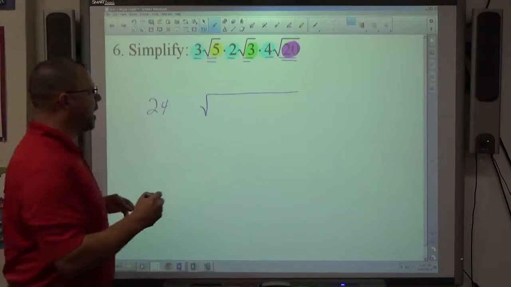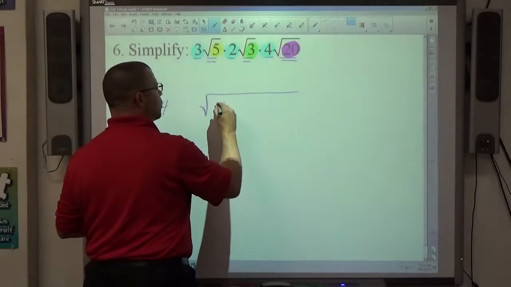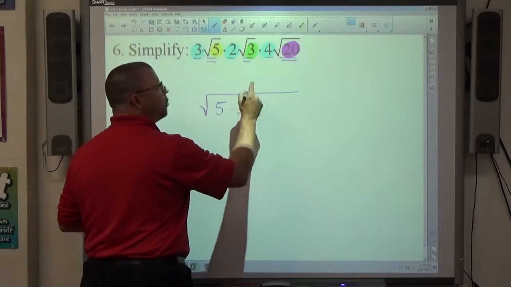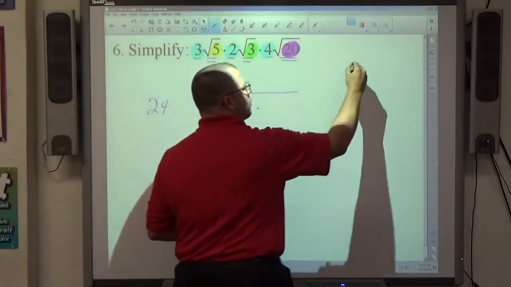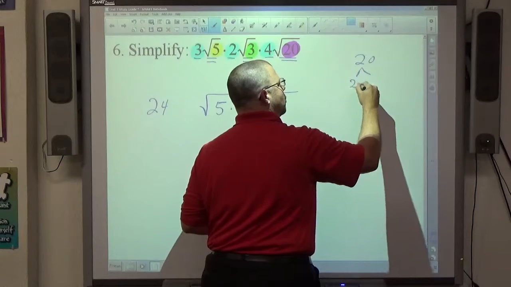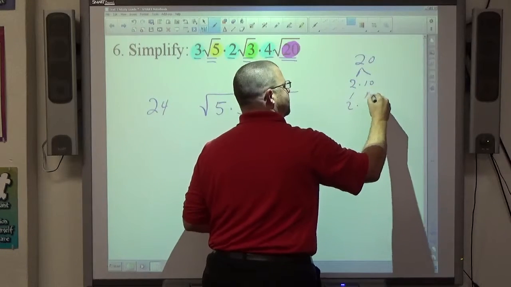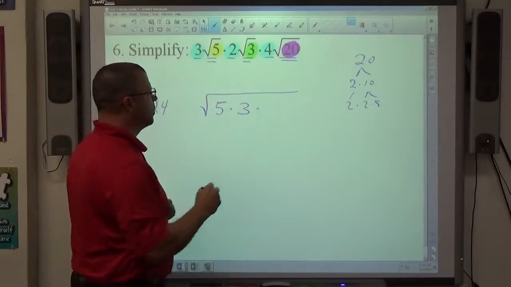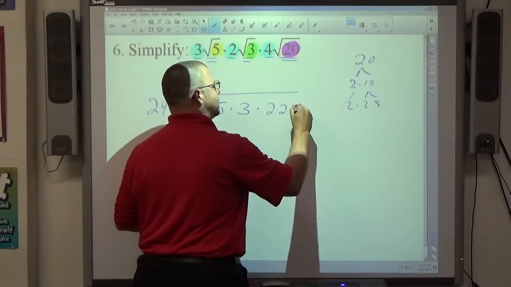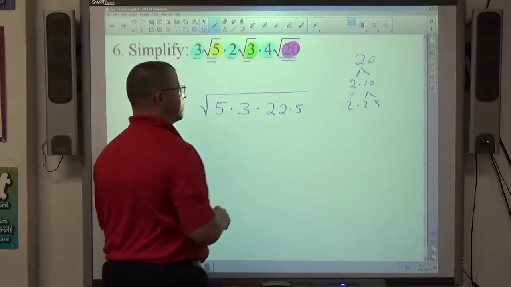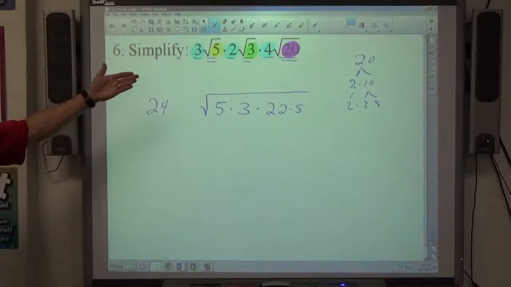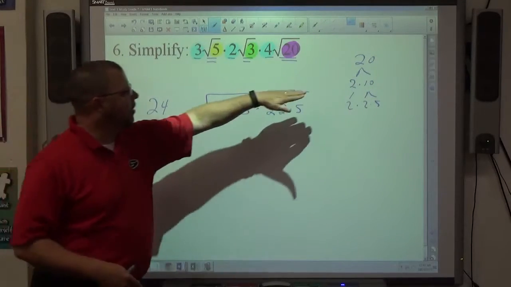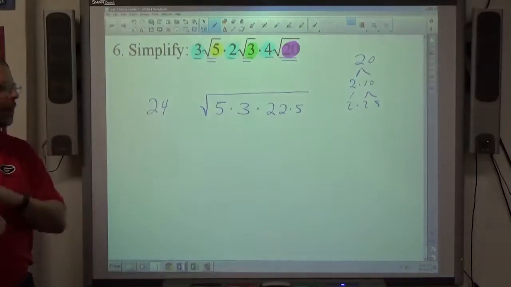So 5 is just 5, it's a prime number. 3 is just 3, also a prime number. 20 is, if I did a factor tree, 2 times 10, and then 10 breaks down one more to 2 times 5. So 20 is 2 times 2 times 5. Alright, so 5 times 3 times 20 is already partially broken down, kind of like this 2 times 10 is, but then 20 breaks down a little bit more.